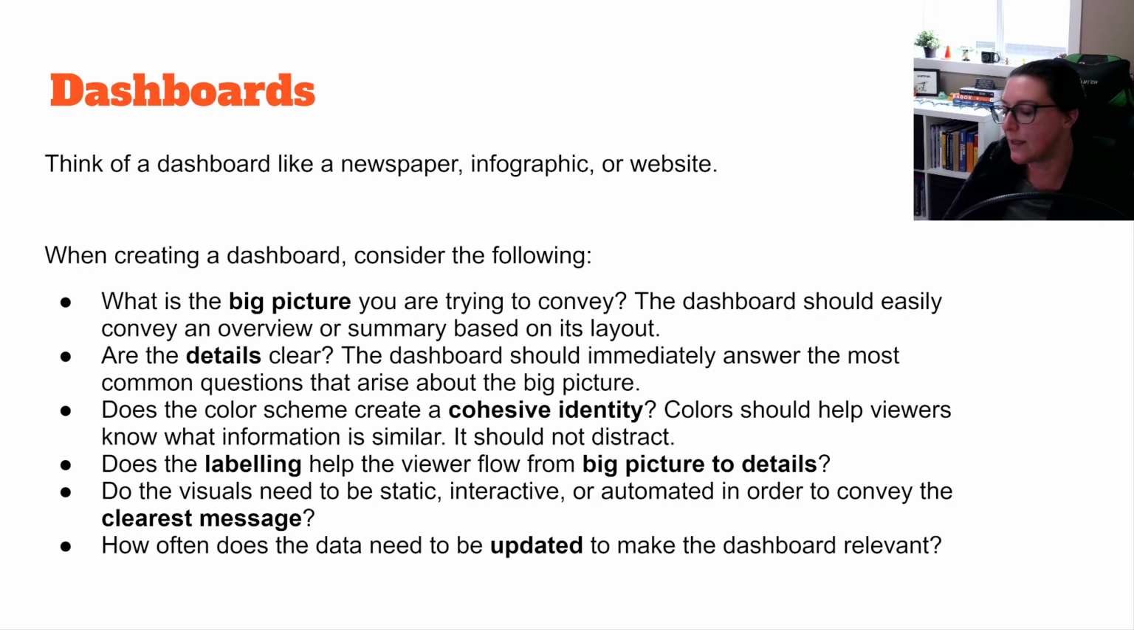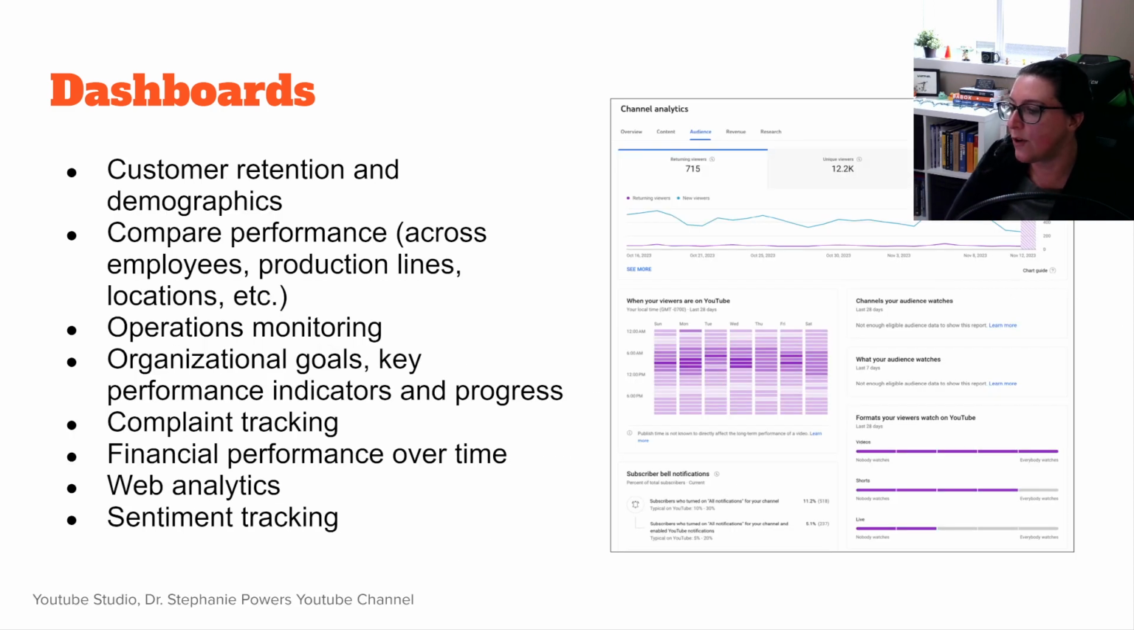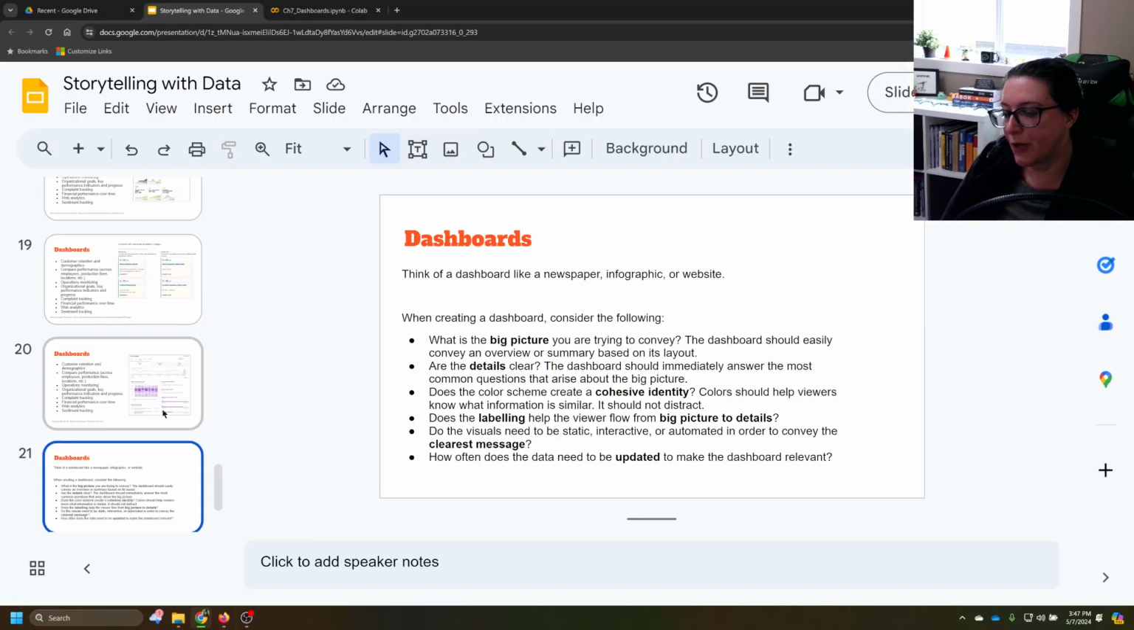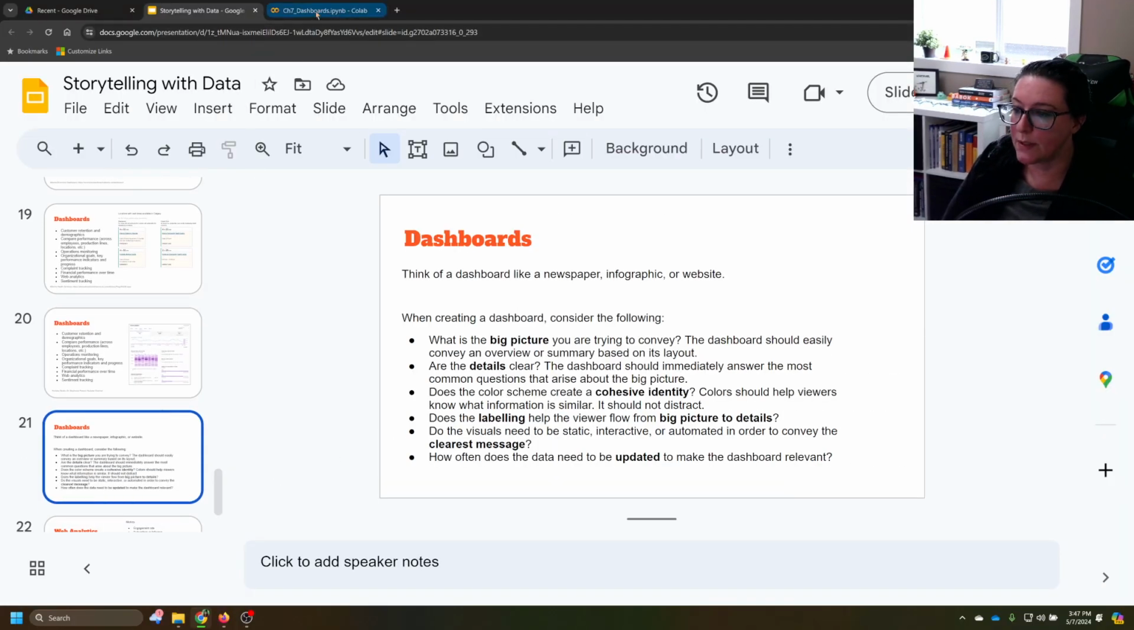We need a color scheme. You can see here's a consistent color scheme with the purples and blues that help us flow from one to the next. And we have labeling to clearly see the different information, so we have a very clear message. So whenever designing a dashboard, we want to make sure that we are considering all these components. Okay, so let's go and build a dashboard.